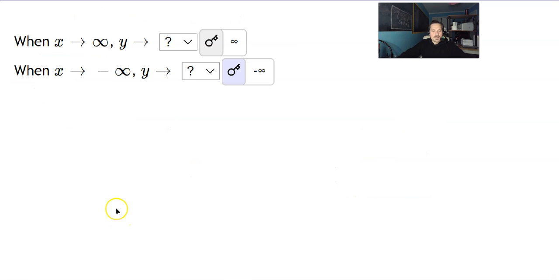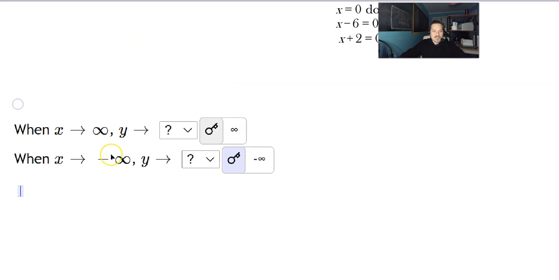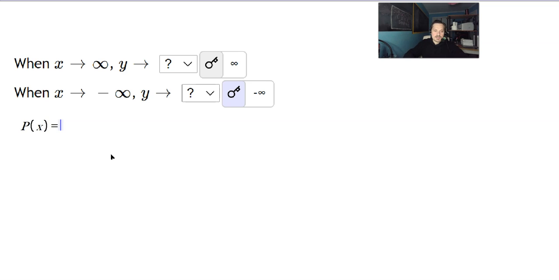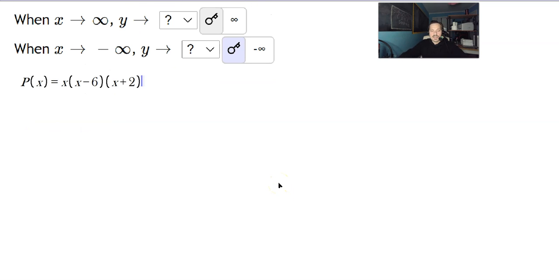Let's move on. Here's another question. When x goes to positive infinity, y goes, and there's a question mark, where does y go? That's what we want to answer. Well, let's take a look. Let me just make a copy of this. So remember, it's as follows. P of x is equal to x times x minus 6, and then x plus 2. Let's analyze this carefully. We want to look at the end behavior for this function.